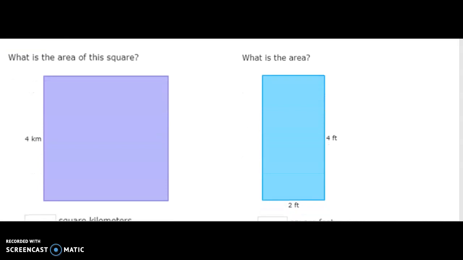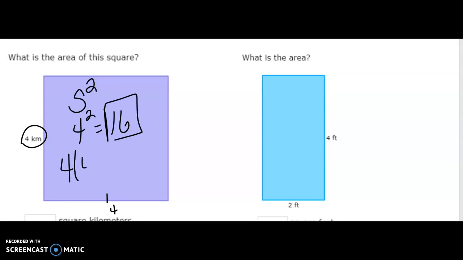So what is the area of this square? Since this is 4, then this is 4, and so s squared is 4 squared, which is 16. Or you can do base times height if you don't want to remember to square your sides, and you still get 16.